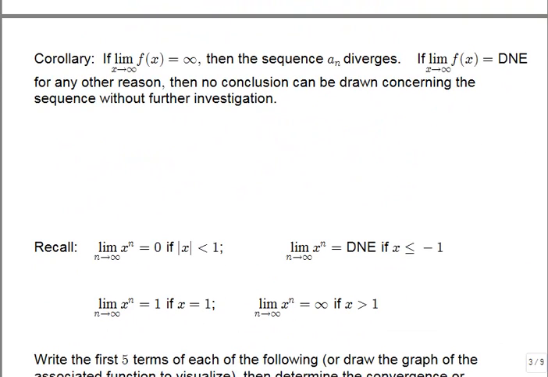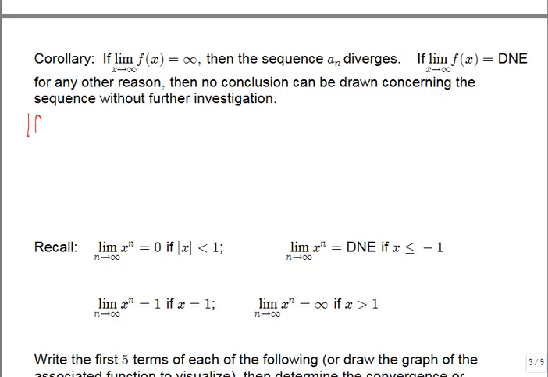And when we talk about sequences, we often want to know whether or not they converge or diverge. So to figure that out, we're going to just take the limit as n goes to infinity or x goes to infinity, depending on what kind of notation you're looking at, and see what happens as the number of the term gets bigger and bigger and bigger. If that converges to a value, then we say the sequence converges. If the sequence goes to infinity as the terms get bigger and bigger and bigger, then we say that the sequence diverges. If the limit as we go to infinity is DNE for any other reason, then no conclusion can be drawn concerning the sequence without further investigation.